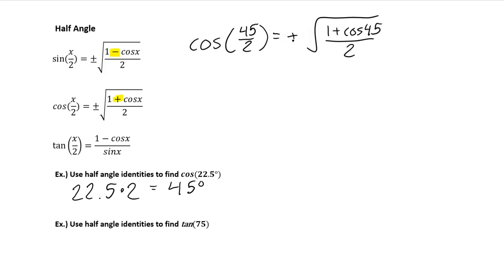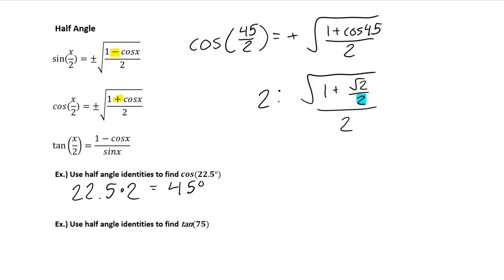And then we can actually fill out the rest of this. So I know cosine of 45 is square root of 2 over 2. So 1 plus square root of 2 over 2, all over 2. And the easiest way for us to simplify this is to get rid of this 2 right here in the denominator. We don't want to deal with all of these fractional values. So I'm going to multiply every single value by 2.